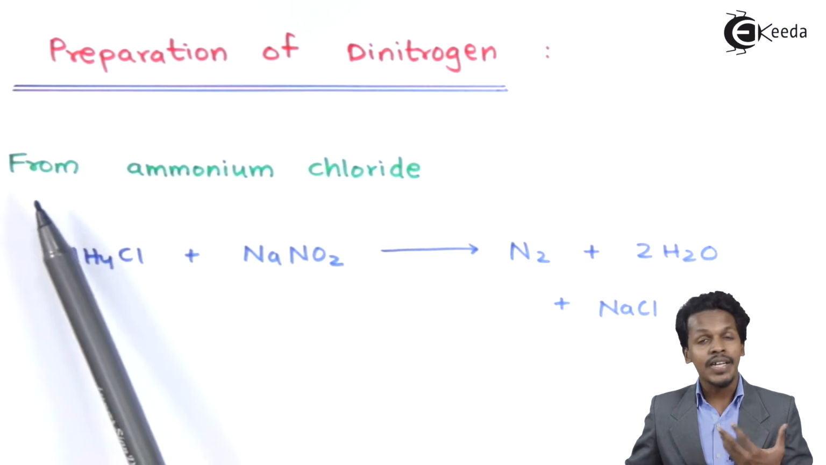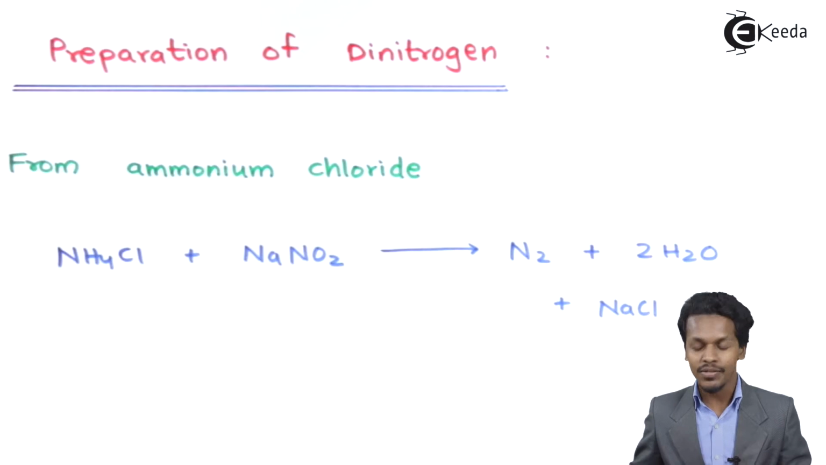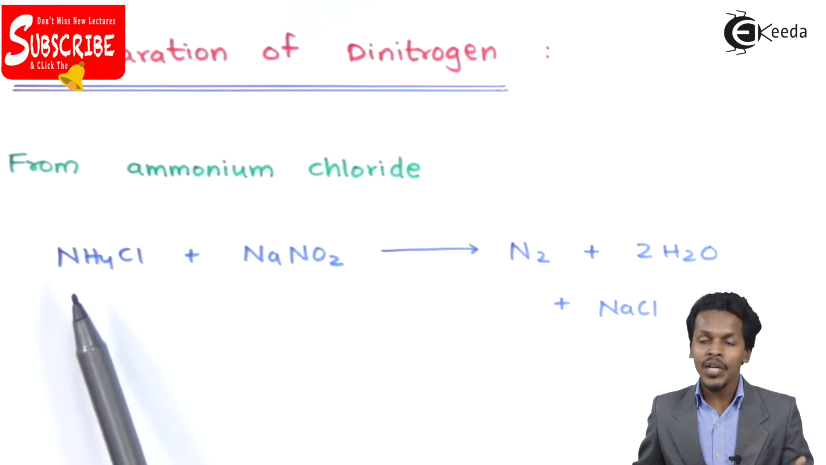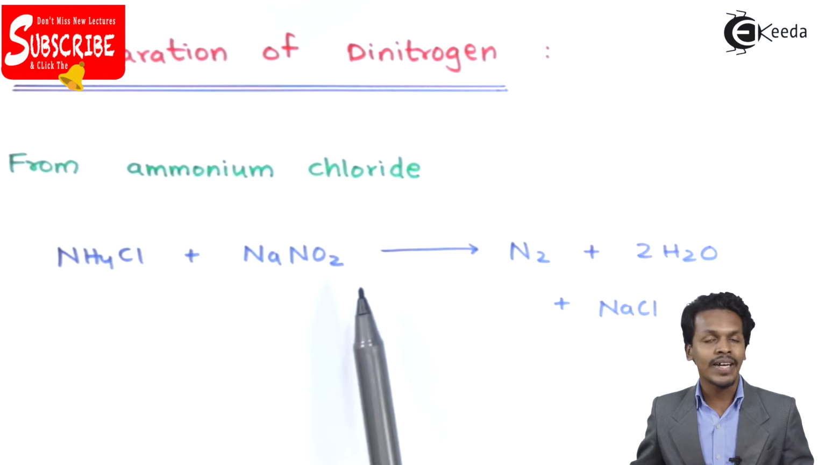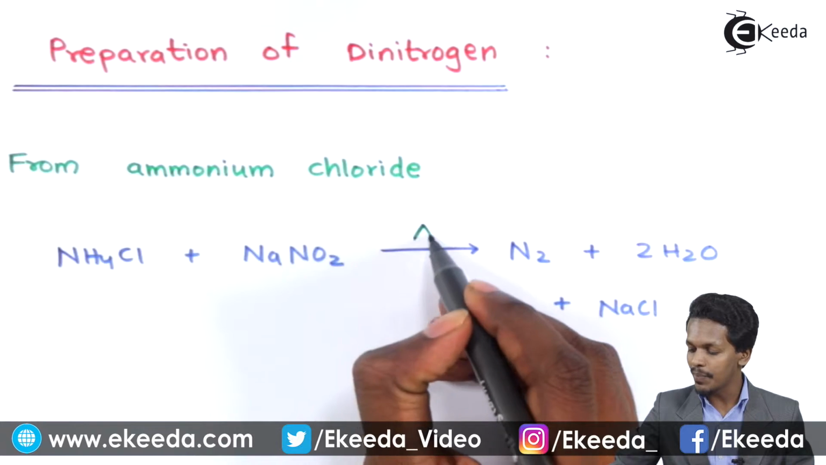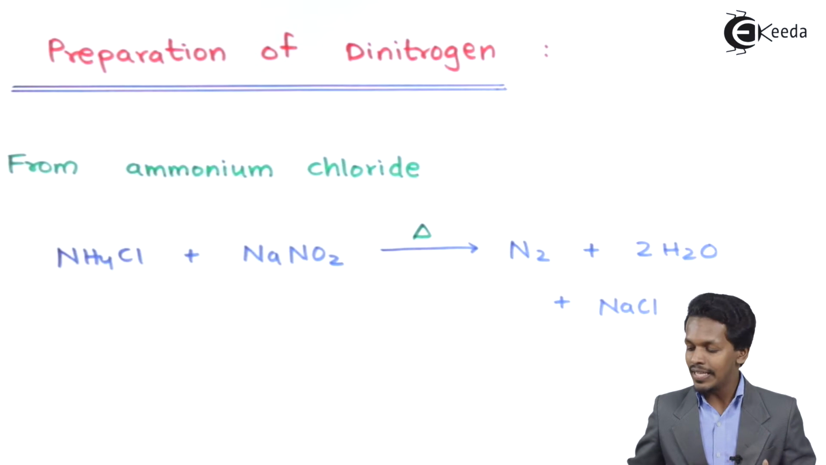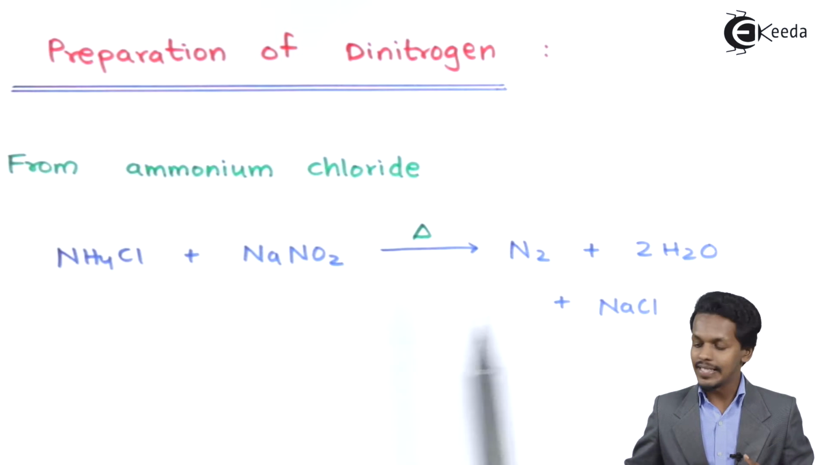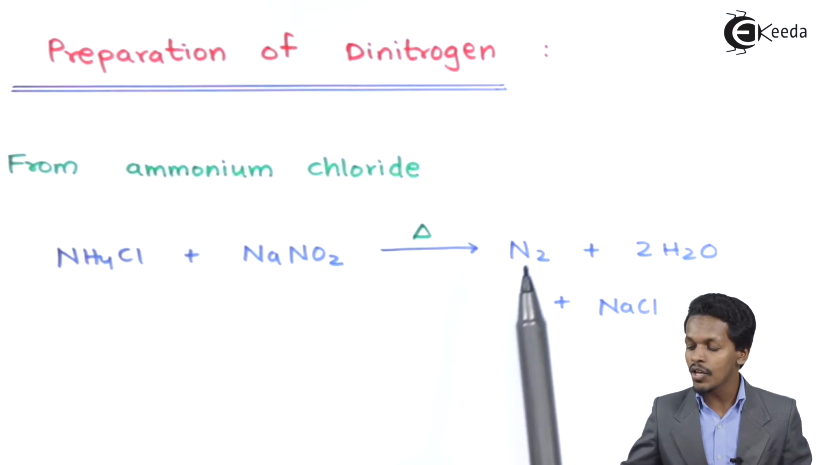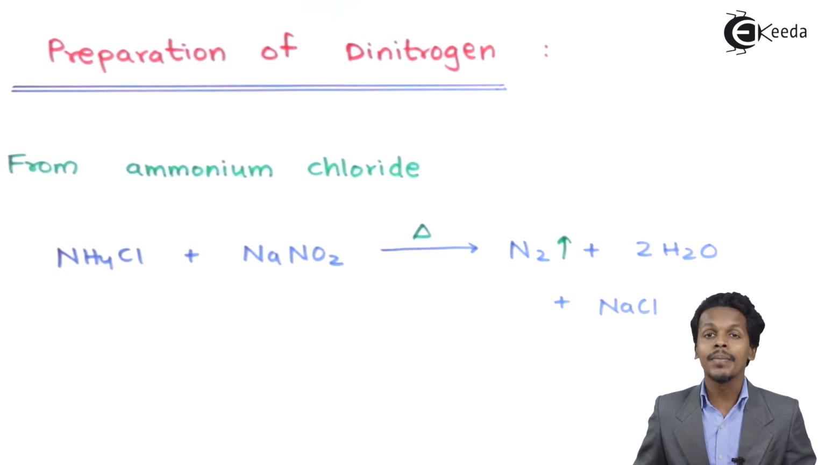Starting with the first one, we can obtain dinitrogen from ammonium chloride. One of the examples that I'm considering here is, suppose ammonium chloride is reacted with NaNO2, that is sodium nitrite, and obviously we have to provide a certain temperature. At a particular temperature, this will produce N2, that is dinitrogen, along with 2 moles of H2O and NaCl as a byproduct. So this is how we can obtain dinitrogen from ammonium chloride.